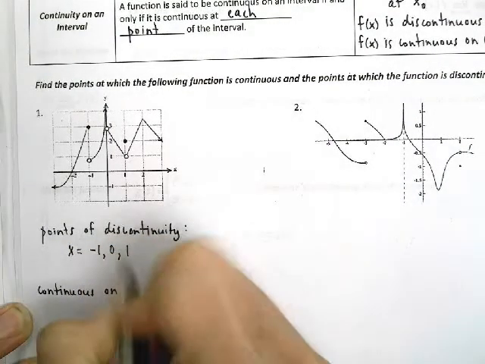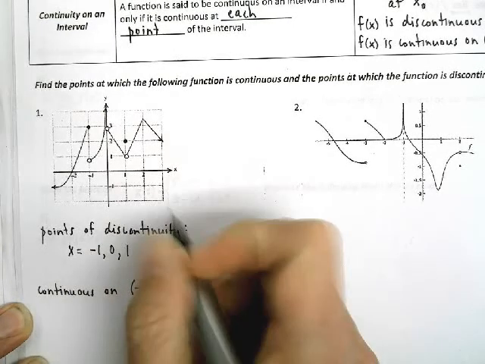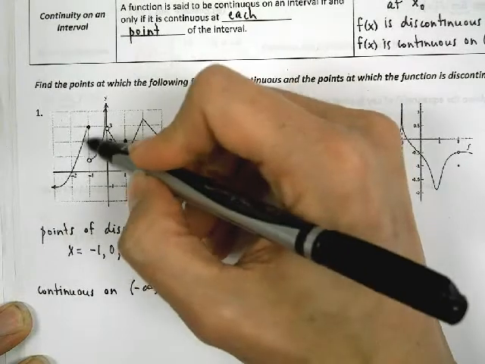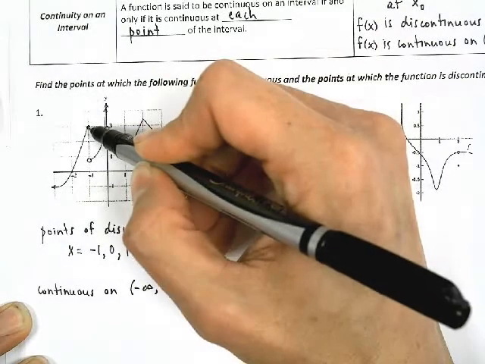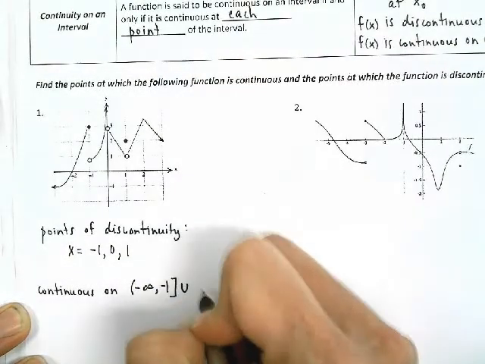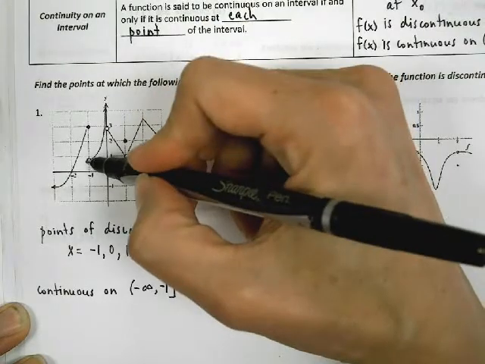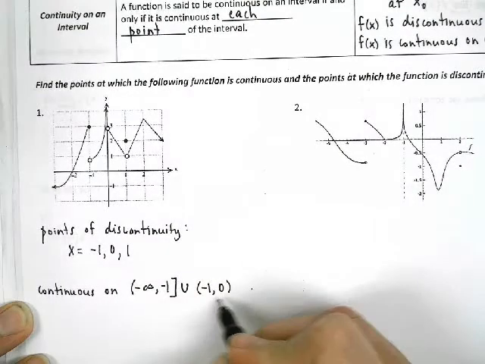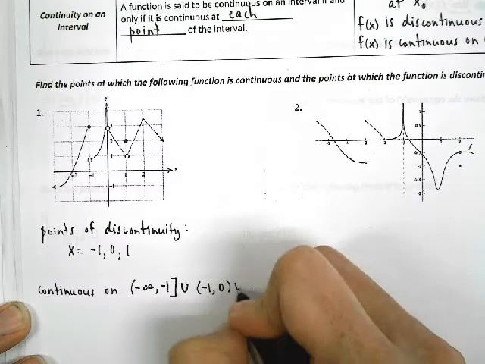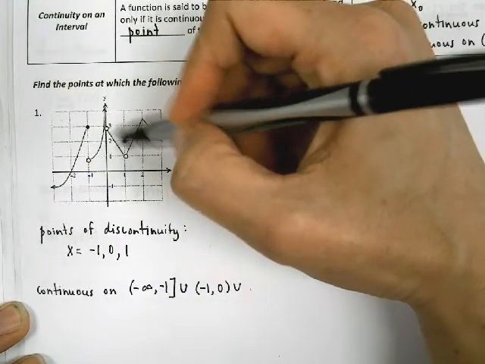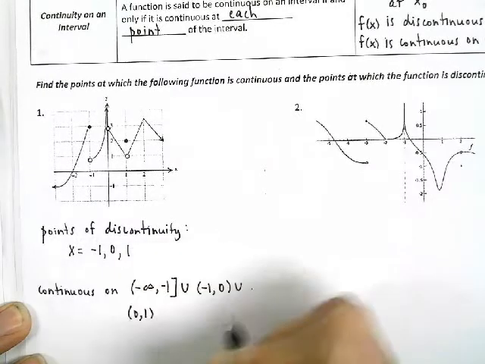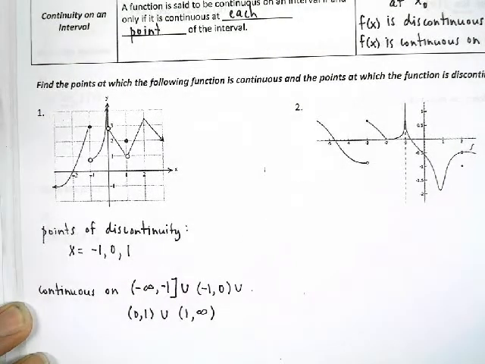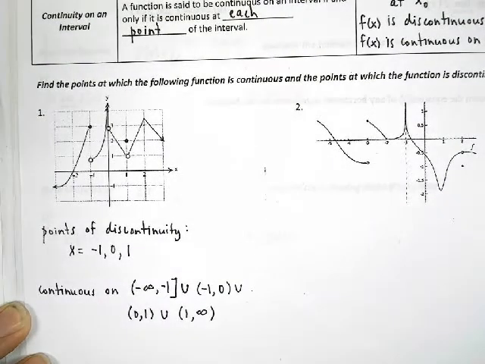And I'm on the intervals from negative infinity to -1. Now you'll notice I'm using a closed bracket here because since that point is defined, I am continuous there. So that's my first interval. My second interval is going to be from -1 to 0. And again, both at -1 and 0, I'm not defined, so I'm leaving those brackets open. Then I'm going to be defined between 0 and 1, both open. And then the last interval is going to be from 1 to infinity.